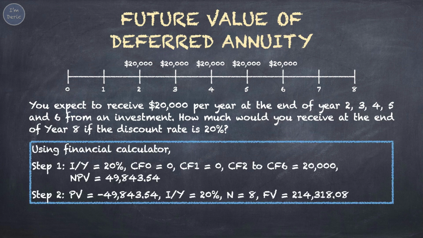Using financial calculator, step 1, key in discount rate equals 20%, CF0 equals 0, CF1 equals 0, CF2 to CF6 equals 20,000. Then press calculate, you will get the NPV. After this, go to step 2, key in PV, that is the NPV that you just calculated, put it in negative. Then, IY equals 20%, N equals 8. Last step, press FV, you will get the answer. This is the future value of a deferred annuity.